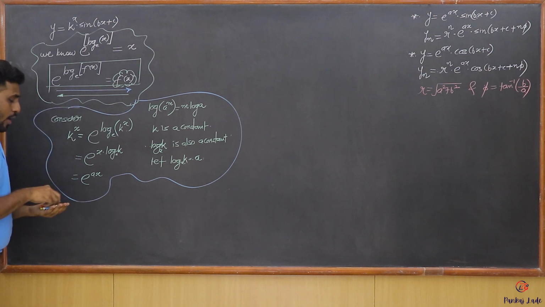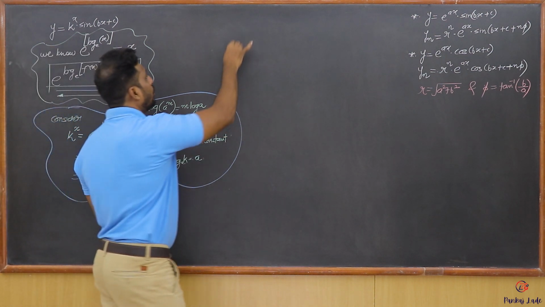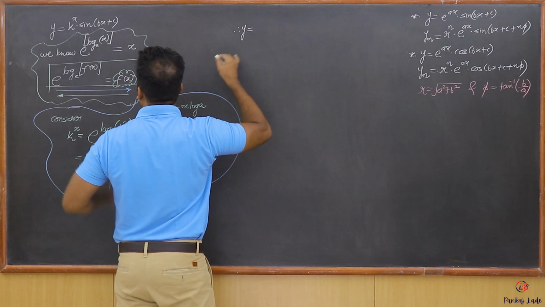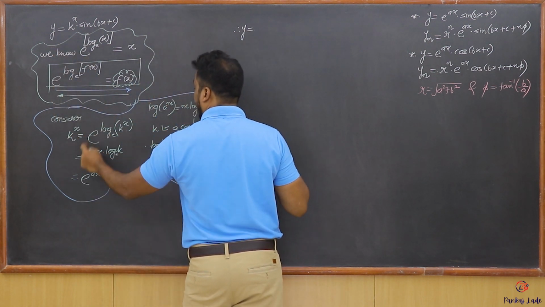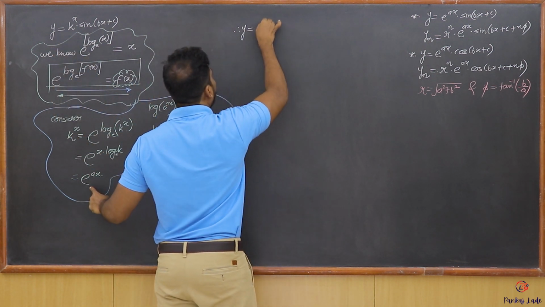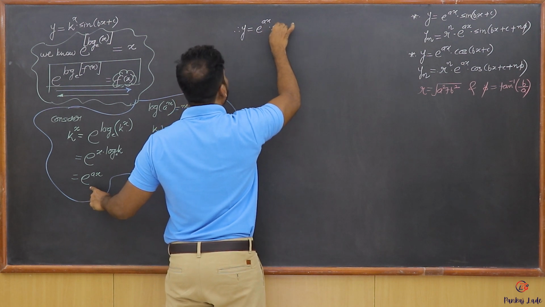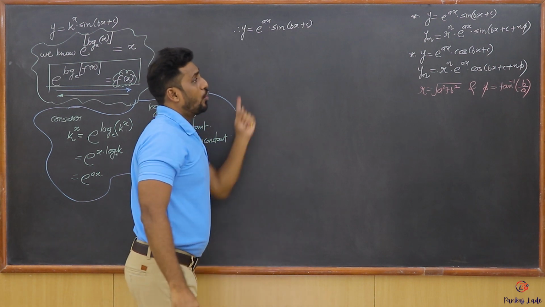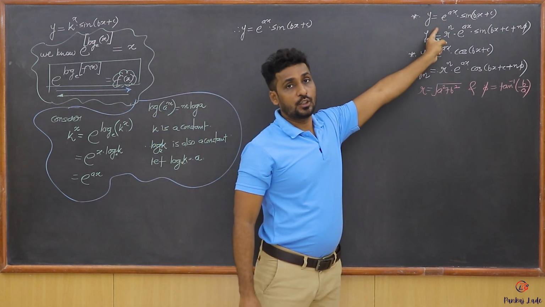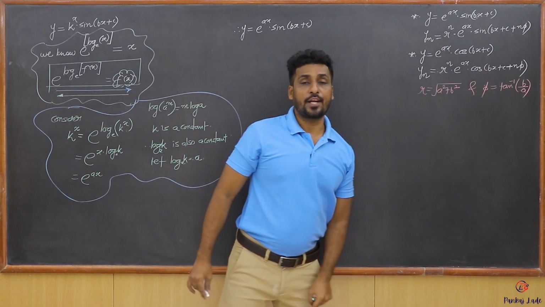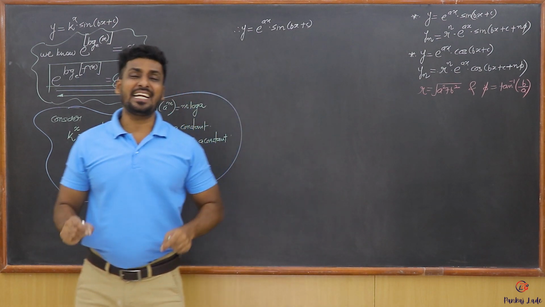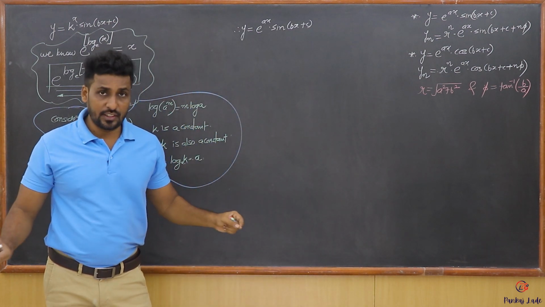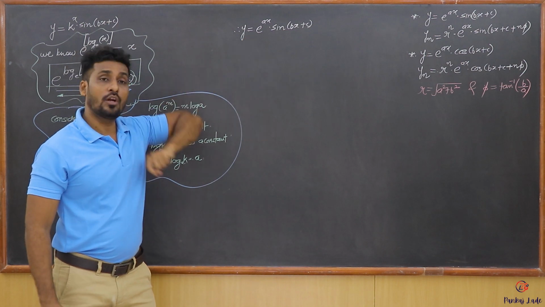So let's go back to y now. Therefore, what does y become equal to? Y becomes equal to k raised to x, which has transformed into e raised to ax into sine of bx plus c. Now you know what has to be done further, isn't it? This is y equal to e raised to ax into sine of bx plus c. You need to write the entire derivation one more time for this particular function as well.